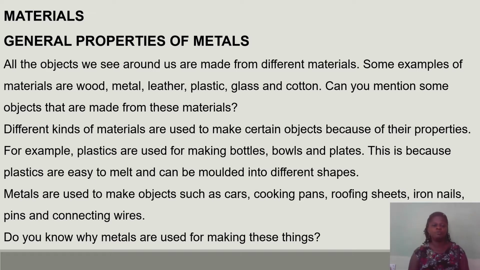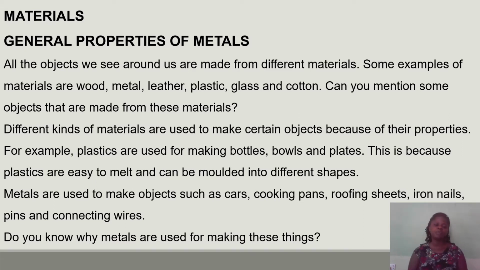So for example, plastics are used for making bottles, bowls, and plates. This is because plastics are easy to melt and can be molded in different shapes. So basically the property of plastic that allows it to be used in making the bowls and the plates is because it can easily be melted and can be molded into different shapes.